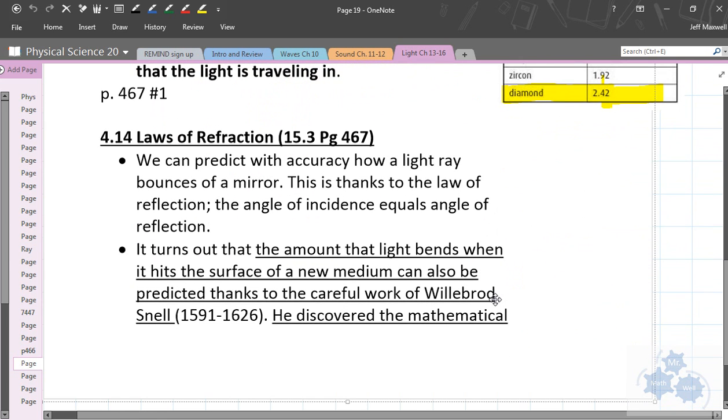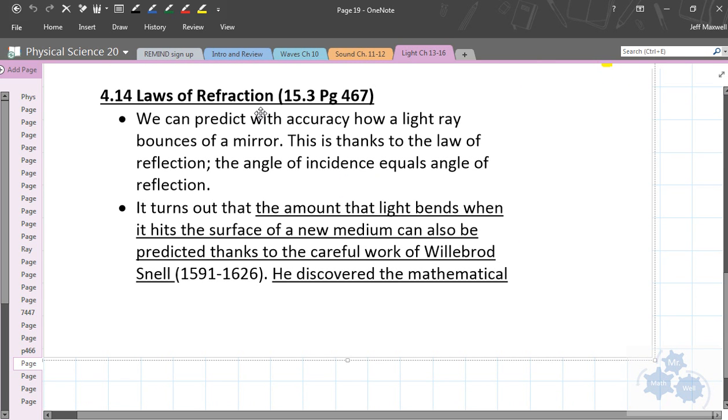So we're going to talk a little bit more about what N means in terms of angle of incidence and angle of refraction. So these are some laws of refraction. It says we can predict with accuracy how a light ray bounces off a mirror. We spent a lot of time looking at that. This is thanks to the law of reflection: the angle of incidence equals the angle of reflection. That's something that we've learned before in this course.